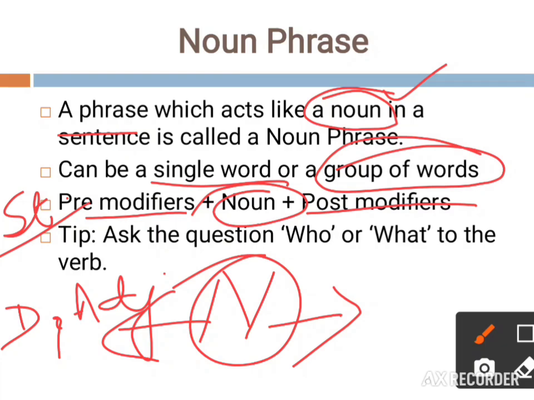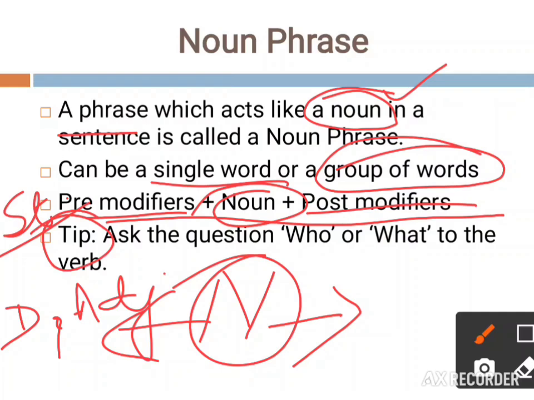As we have studied in the second point, it can be a single word or even a group of words. When there is a single word, how can this structure be possible? Okay, so this structure is a basic structure and it can depend upon the different types of noun phrases we have.